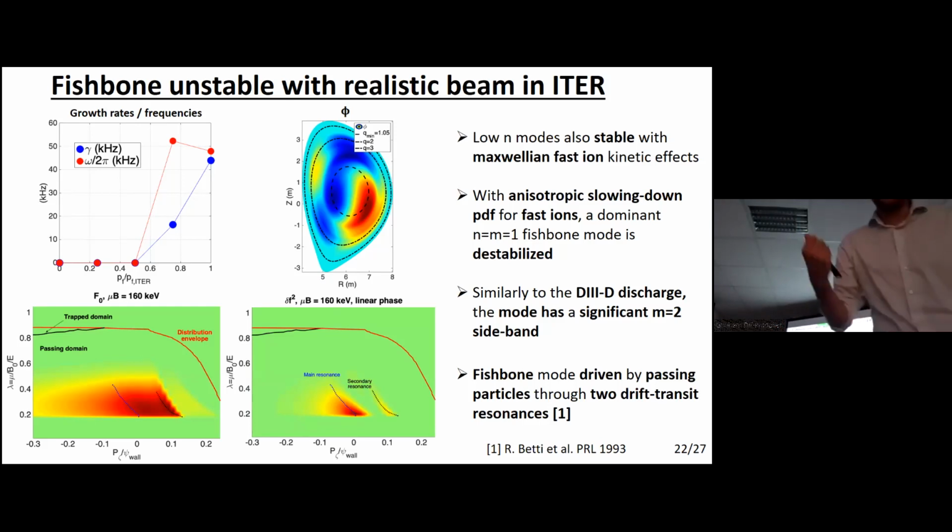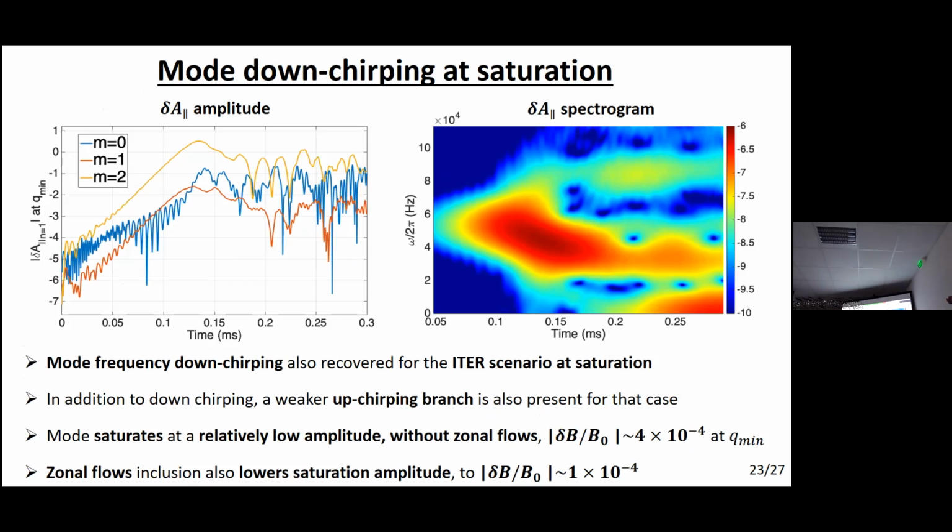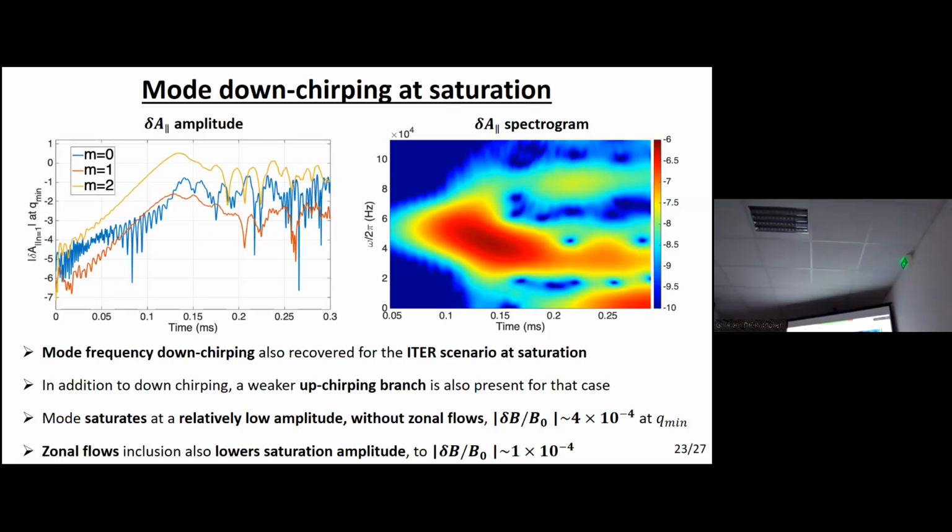Now let's look at what's going on at saturation, similar to the DIII-D case. When the mode is saturating, you can see clearly a downshifting of the mode frequency that is dominant. But in addition, for that case, you can also see an upshifting here. Contrary to the DIII-D case, the mode saturates at a relatively low amplitude without the zonal flow, of the order of delta B over B of 10 to the minus 4. And again, the zonal flow inclusion lowers significantly the saturation amplitude by a factor of 4.